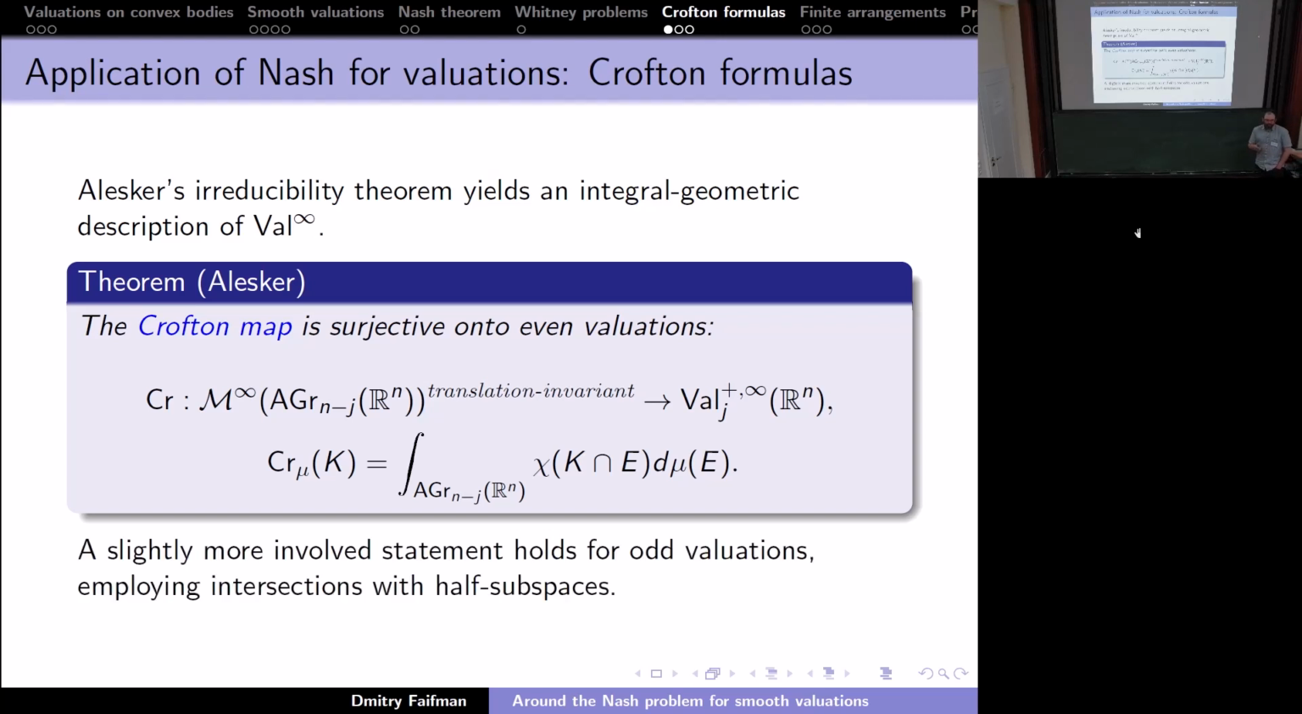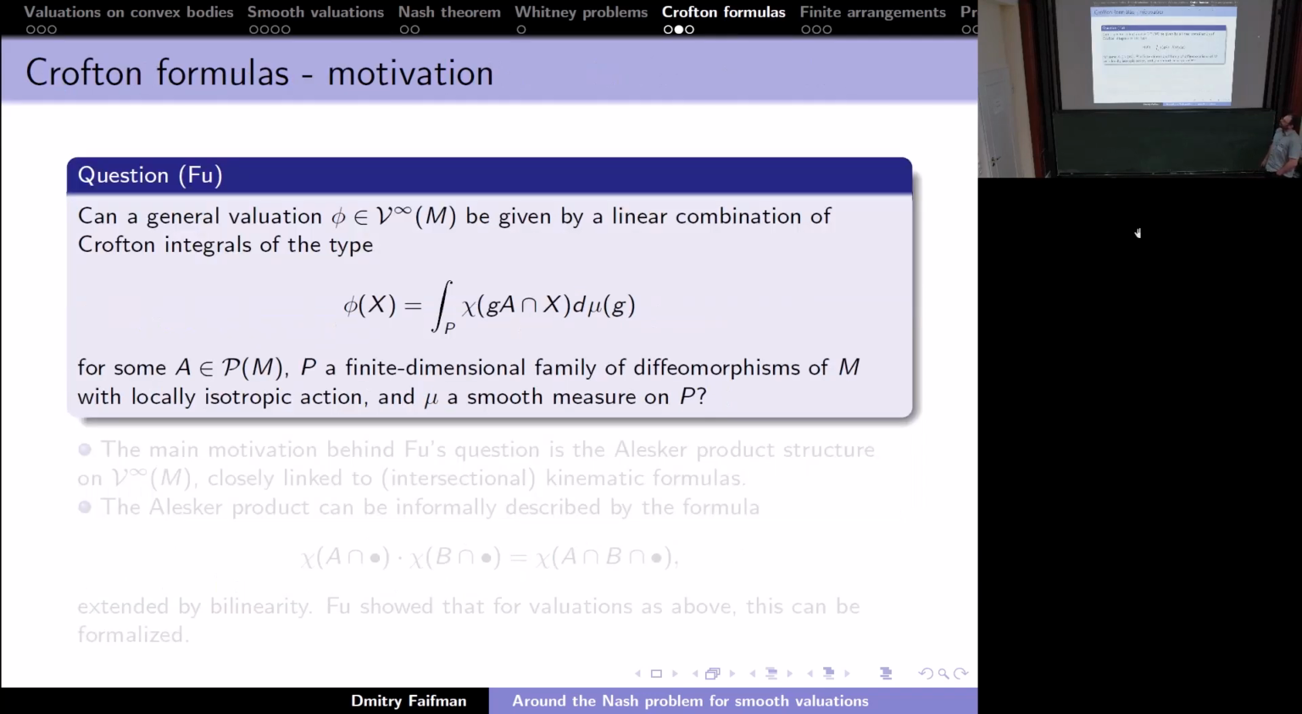And in fact, you can also have a similar description for odd valuations, except you need to be using half spaces instead of spaces, and there are some technical aspects that I don't want to discuss. But okay, we have Crofton descriptions of valuations, and there was a question that was, for instance, asked by Georg whether you can do something similar on smooth manifolds.